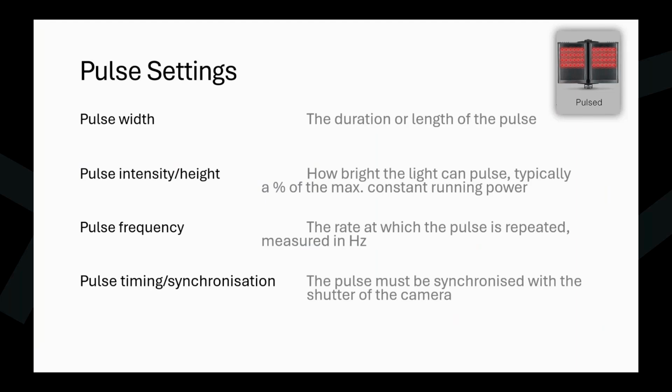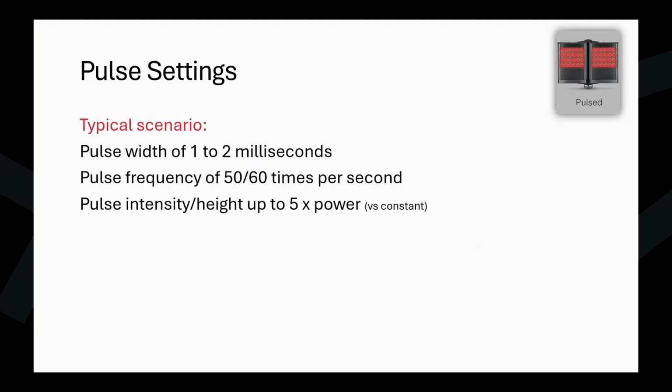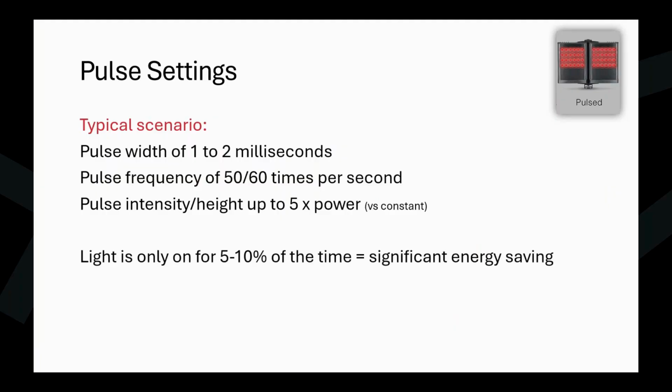So just to give you a typical kind of scenario: pulse width 1 to 2 milliseconds, frequency 50 to 60 times per second, pulse intensity height up to 5 times the power. The light is actually only on 5 to 10% of the time, which in effect gives you a significant energy saving. It's allowing you to give a higher degree of power and the additional functionality that goes with that. And that is why pulse products can be extremely powerful in the right circumstance.